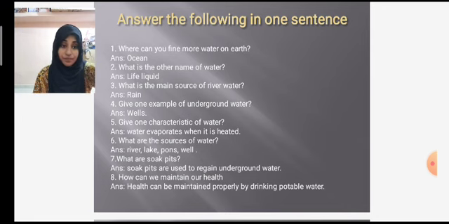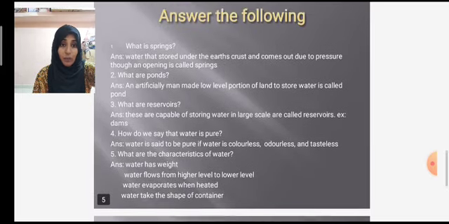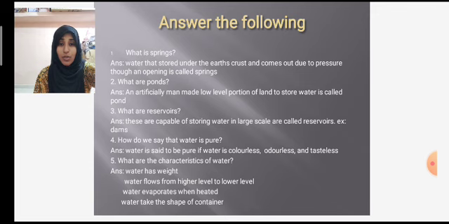Okay, next question. Answer the following. These are a few big line, one or two line answers. What is springs? Water that is stored under the earth crust and comes out due to pressure through the openings is called springs. When there is some pressure, the water comes out through the openings of the earth. That is called springs.